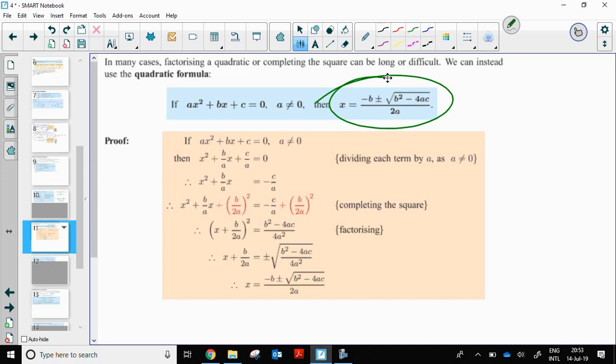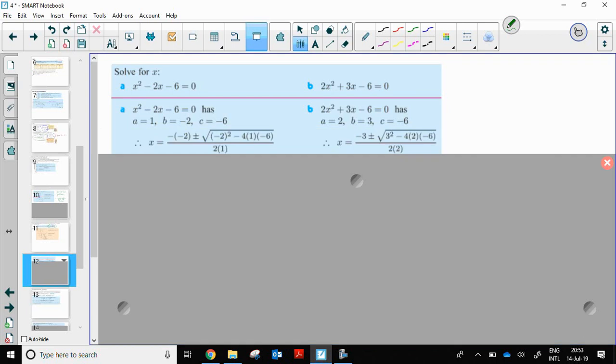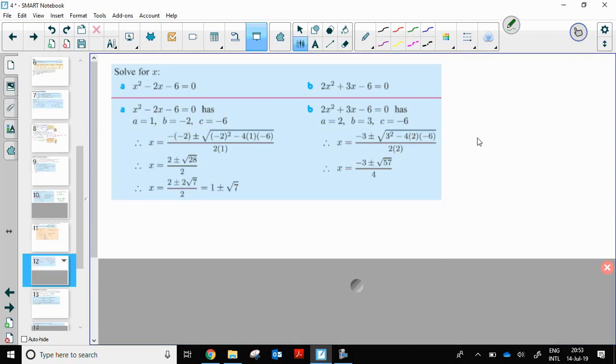Now let's use this formula. Okay, so anytime we've got a quadratic equation, we need to figure out what the values for a and b and c are. And there's our answers. So very often we're going to have answers that are going to have surds in them. Okay, great. Solving quadratic equations by hand, those are the 3 methods.